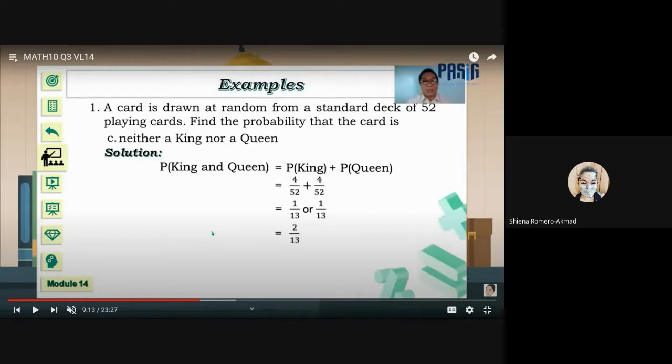So para makuha naman natin yung possibility na hindi natin makuha yung king or queen, syempre subtract natin siya sa 52/52. Or simply, we can subtract that to 1. Okay? So we have here 11/13. Ito yung possibility na ang makukuha mong card ay hindi king o kaya naman queen. Naintindihan po? Yes po.